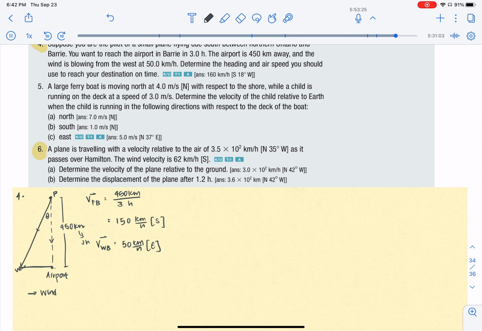If you write it all in one line, you can use the ditto marks or quotation marks, which just means the same as the row above. I don't know if you knew that. The last one is the velocity of Jake to the shore.